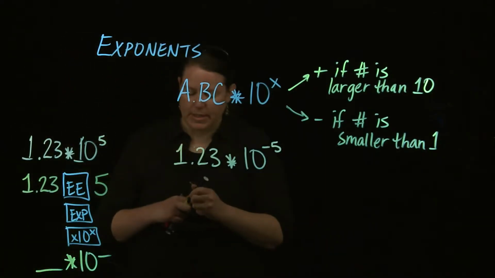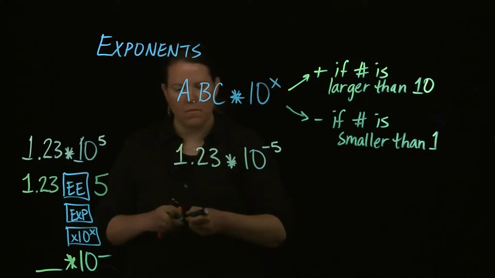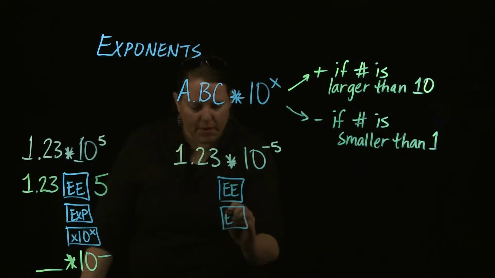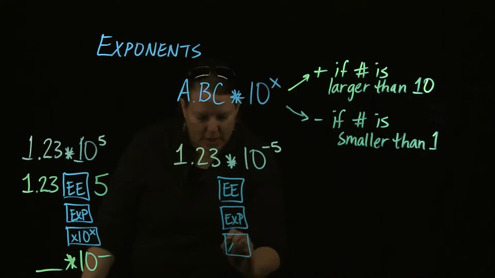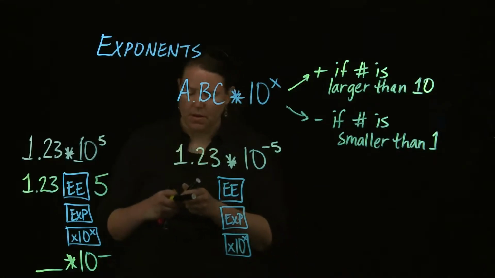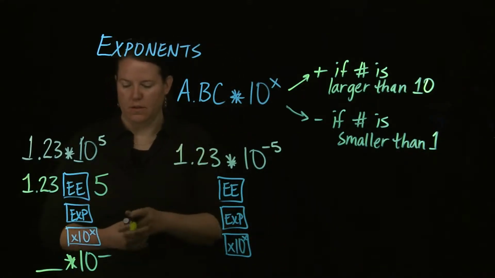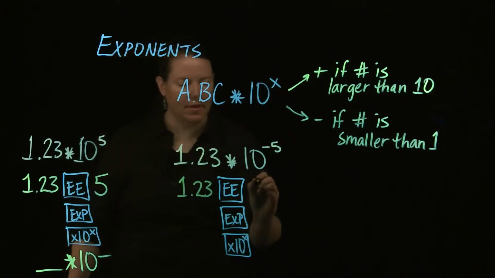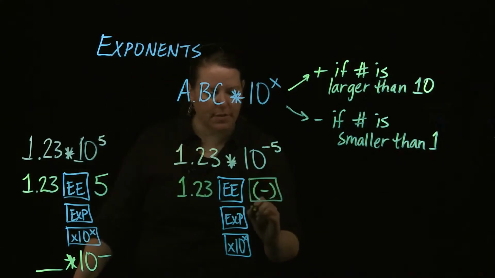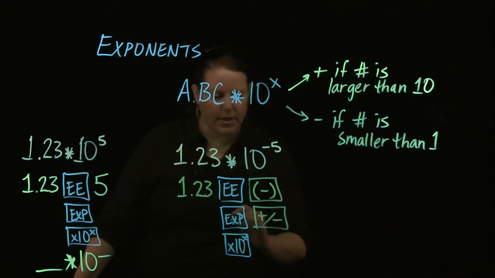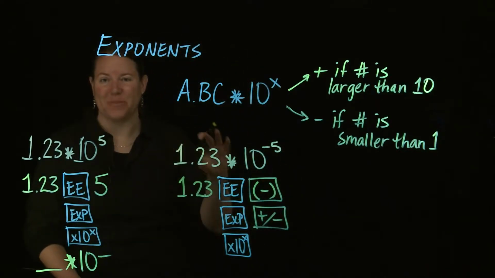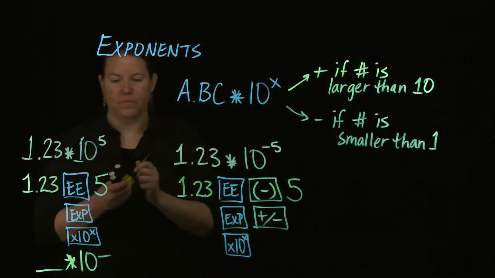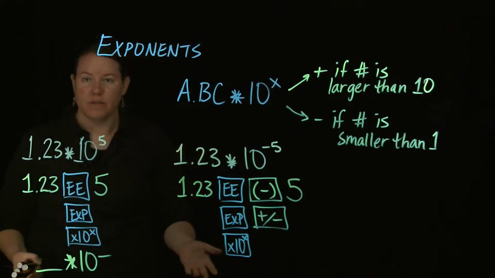Over here, you would do the exact same thing. You'd have either the EE button or the EXP button or the times 10 to the x button, and you would get 1.23. And since this exponent is negative, you would have to hit the negative button first. The negative button might look like that, it might look like that. It is not the subtract or minus button. It's different, so beware. And then you'd hit 5. Okay? And that's how you would plug in scientific notation.